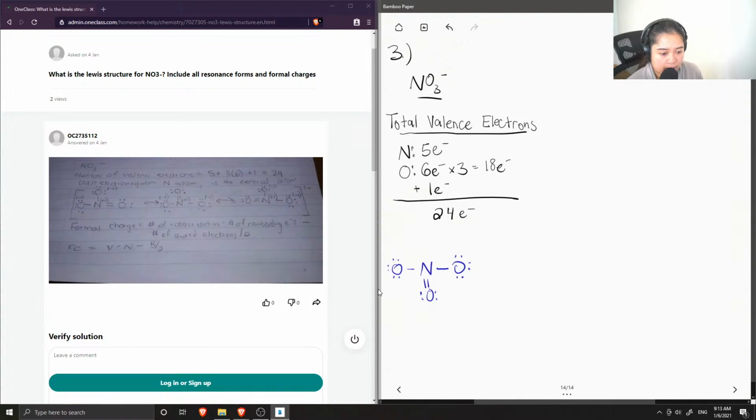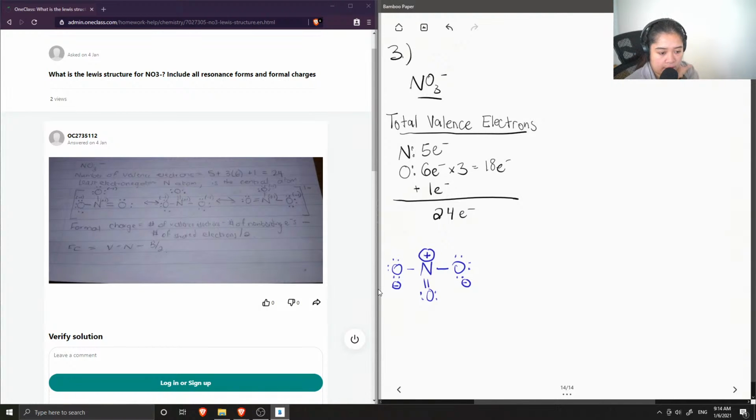So 16, 17, 18, 19, 20, 21, 22, 23, 24. So I have 24 electrons, so all of them have been drawn. And now let's show the charges. So the nitrogen has a positive charge, which makes sense since it is the least electronegative. And the 2 oxygens, which are more electronegative, are more likely to carry the negative charges.